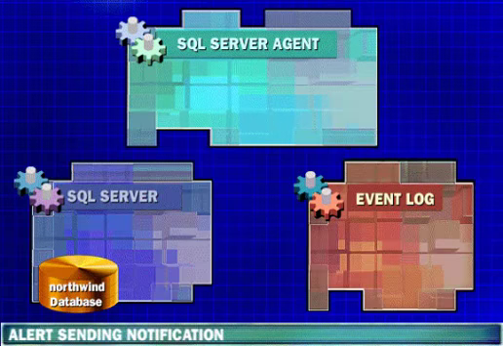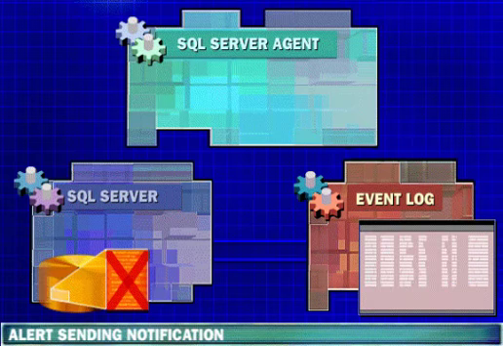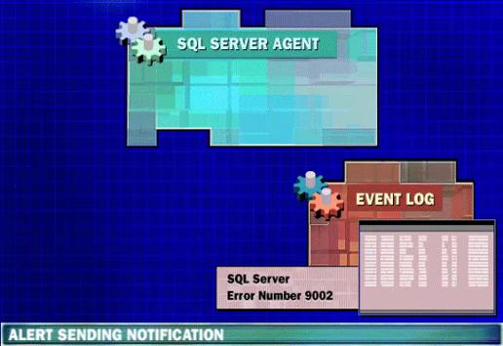Let's look at an example of an alert sending a notification to an operator. In this example, the transaction log in the Northwind database becomes full, and this event is recorded as an error in the Windows NT application log.